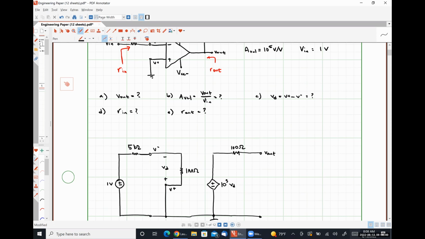The only thing I have not yet included is my feedback resistance, which is 10 kilo ohms, and it is connected between my inverting input node and my output node, like so. And lastly, we're going to be taking our output voltage here.